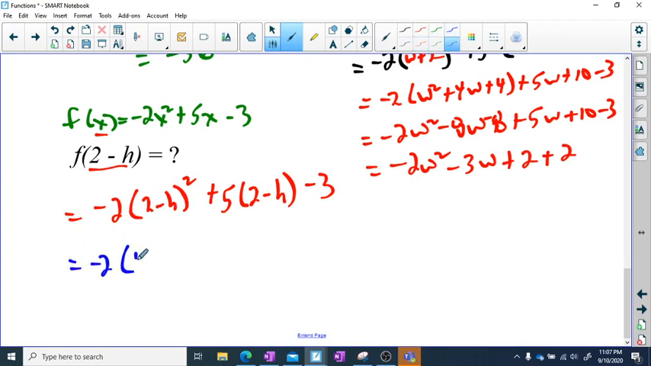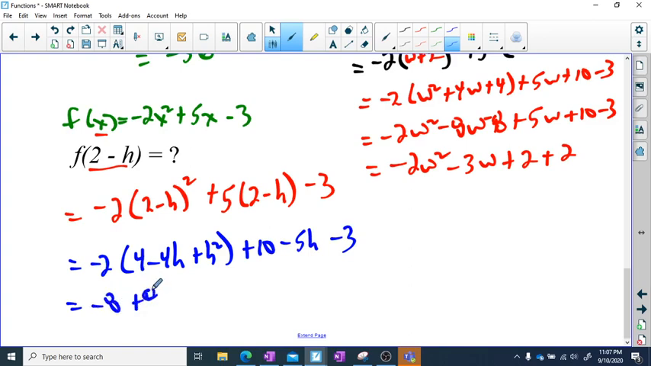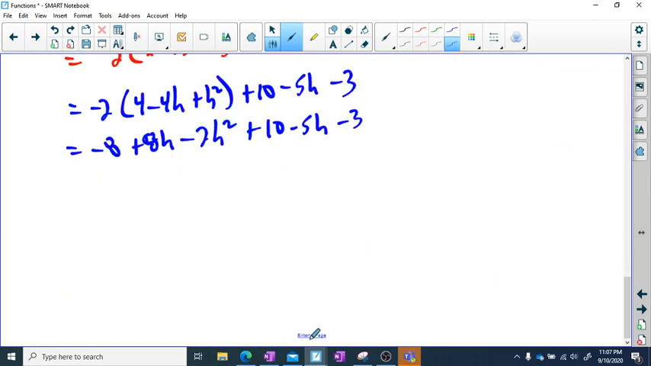Square the binomial, square the first. Multiply these two together to give me negative 2h and double it. Negative 4h. Square this one, positive h squared. Plus 10, subtract 5h, subtract 3. Negative 2 times 4 is negative 8. Plus 8h minus 2h squared plus 10, subtract 5h, subtract 3. Collect any like terms.